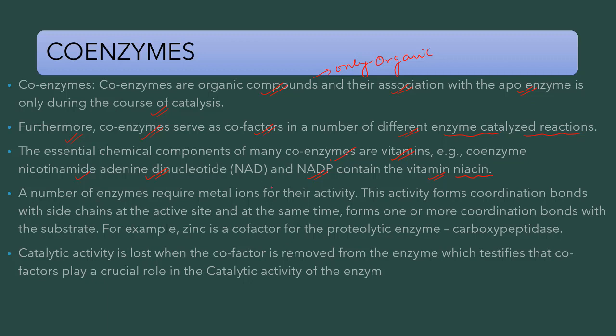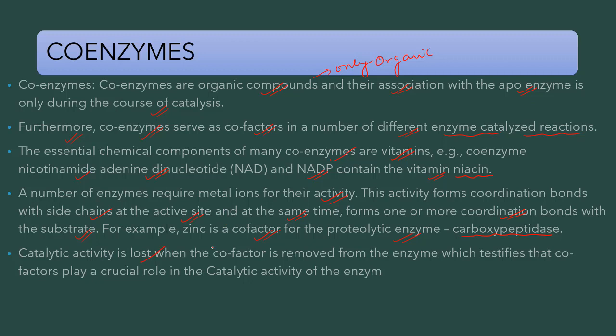A number of enzymes require metal ions for their activity. The metal ion forms coordination bonds with side chains at the active site and at the same time forms one or more coordination bonds with the substrate. For example, zinc is a cofactor for the proteolytic enzyme carboxypeptidase.